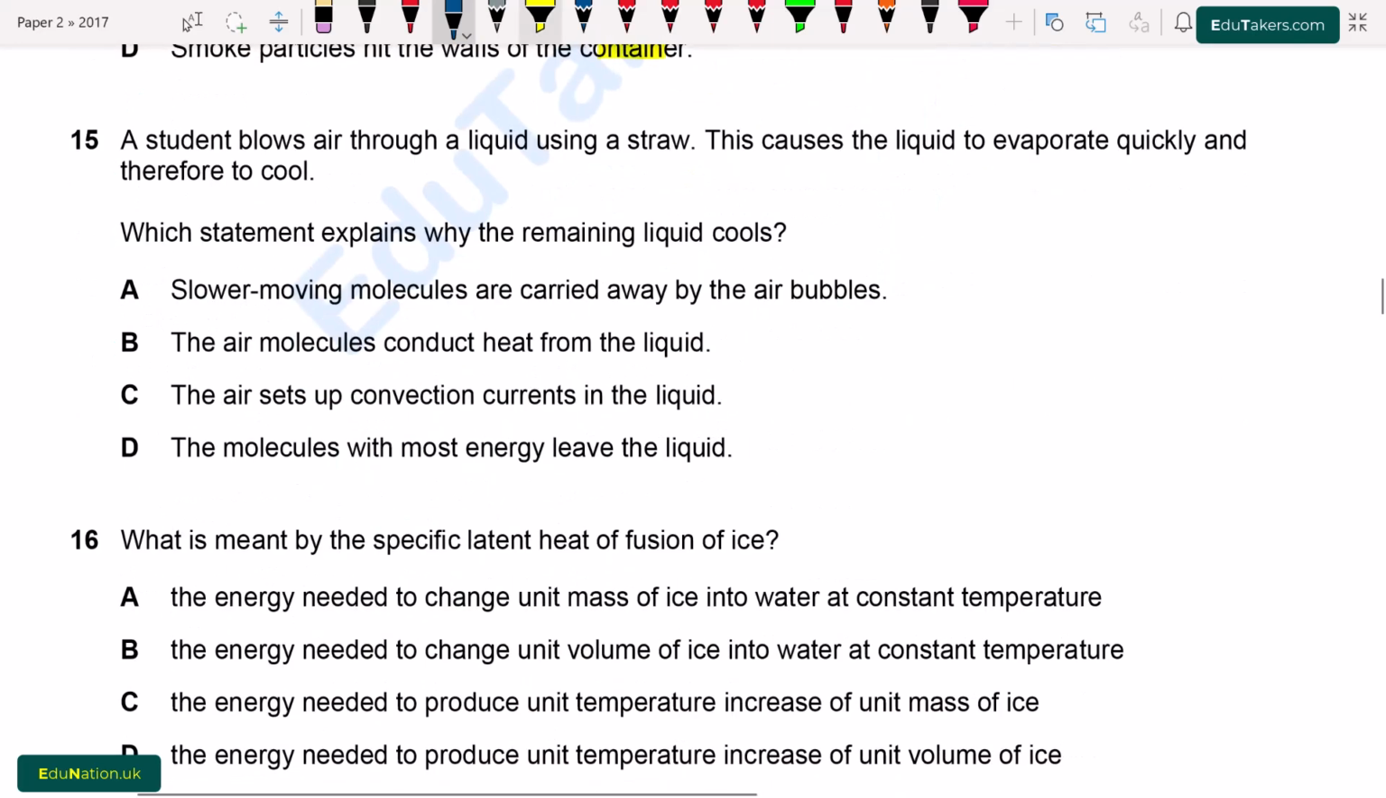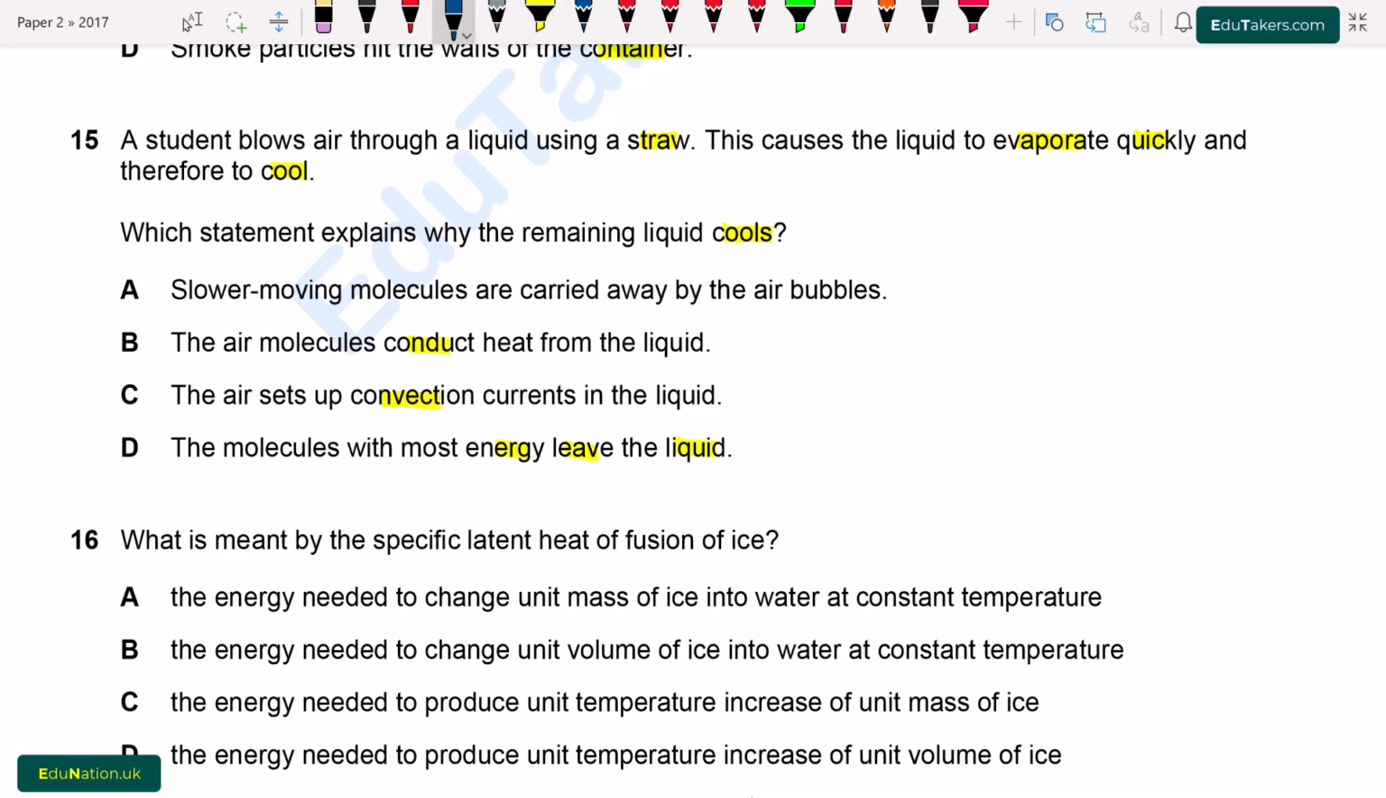Question number 15. A student blows air through a liquid using a straw. This causes the liquid to evaporate quickly and therefore to cool. Which statement explains why the remaining liquid cools? Option A. Slower moving molecules are carried away by the air bubbles. B. The air molecules conduct heat from the liquid. C. The air sets up convection currents in the liquid. D. The molecules with most energy leave the liquid.